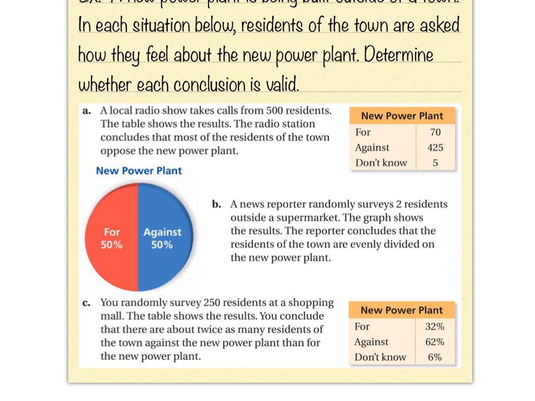So when I'm looking at this stuff in my homework, I don't really actually care about what the numbers are, how many people were for or against or don't know. I don't care if it's 50-50. I don't care what this data is because I have to determine if the survey was done properly. So let's look at A.